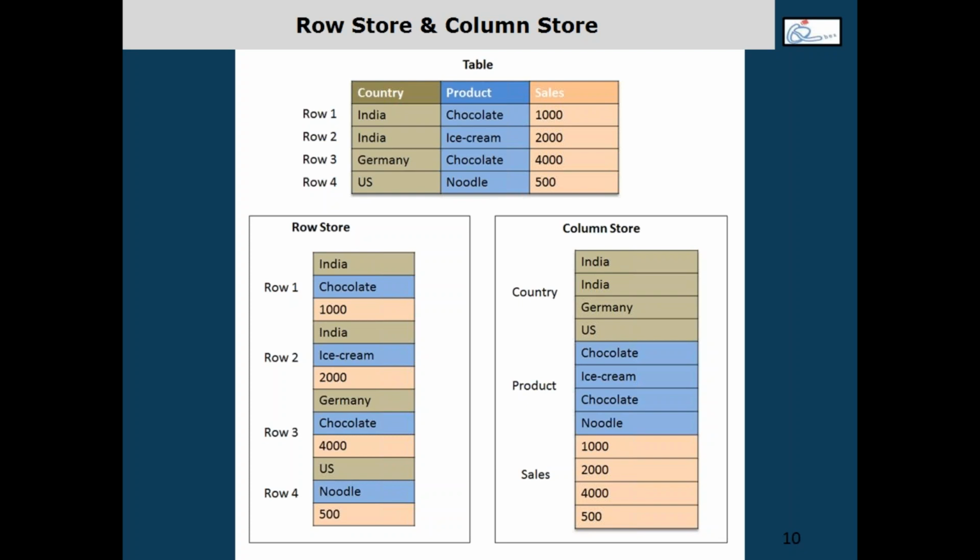So, a table looks something like this for you. Let's say you see a table like this with country, product, and sales. So, I've got country like India, Germany, US, and I've got some products, chocolate ice cream, chocolate noodles, and some sales. This is my table.